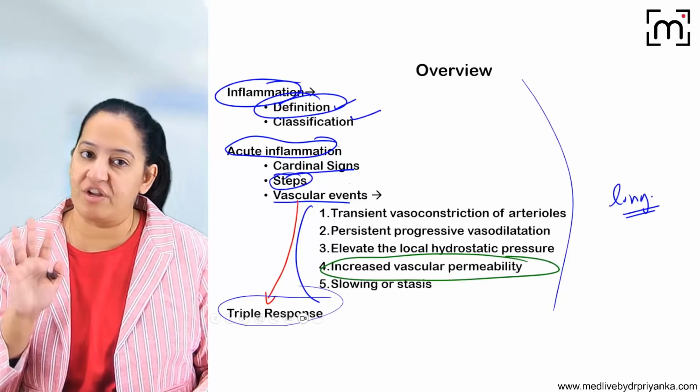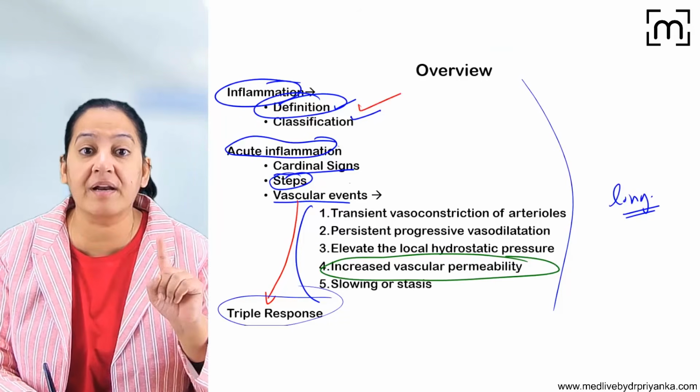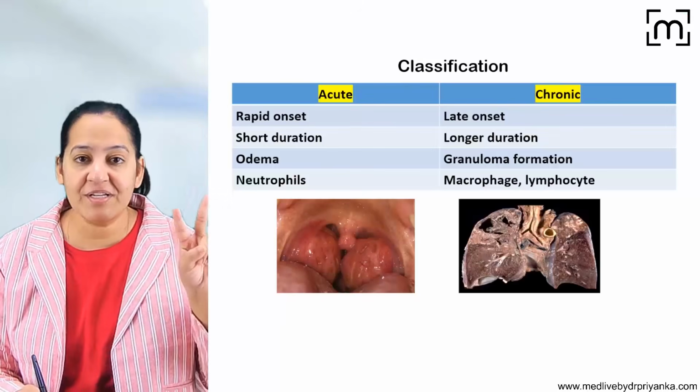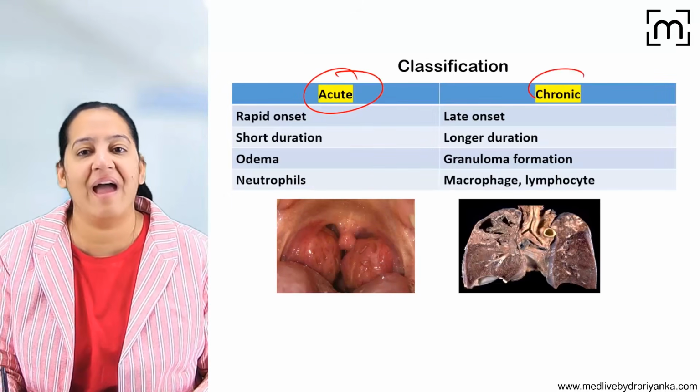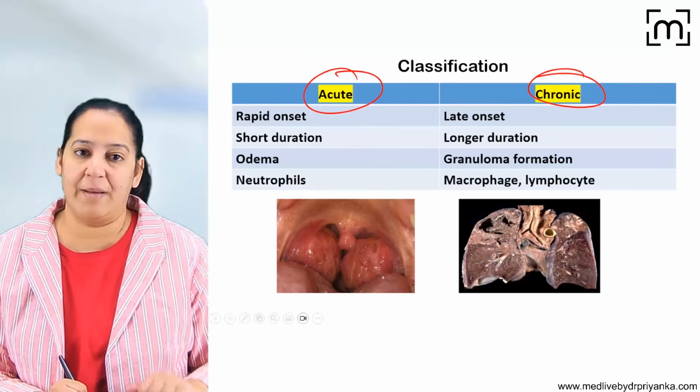Now coming on the classification. We already saw the definition. Now coming on the classification of inflammation. Inflammation is of two types: acute inflammation and chronic inflammation. There are two types of inflammation.